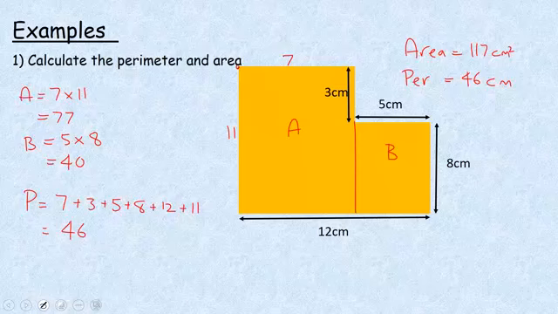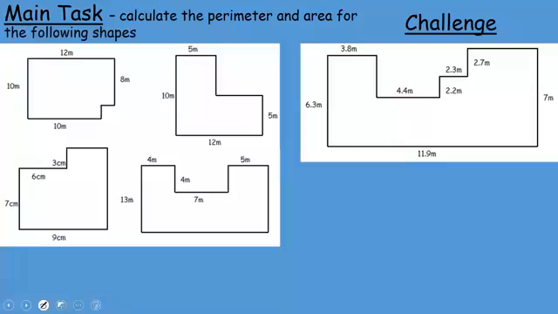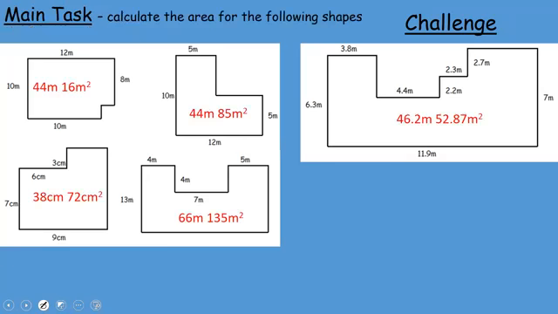Okay, so main task, so side heading main task. Right, so let's have a look at those 4. There's a challenge question there, it's quite a tough one. But if you feel like having a go at that, please do. So while you're working on those, pause the tape. Right, welcome back. Let's have a look at our answers. So just marking your own. So we've got perimeter and area for each of those. The challenge question is there as well.